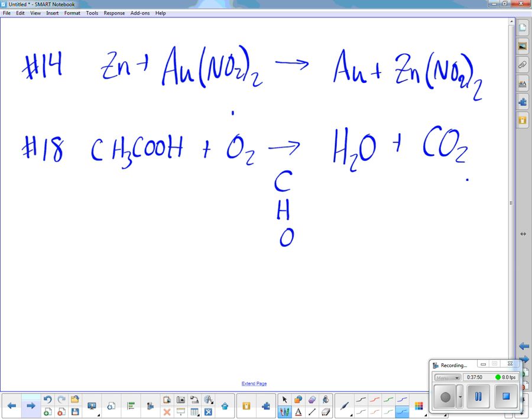Okay, so let's go. On the left-hand side, how many carbons? 2. How many over here? 1. So, okay, got it. Hydrogens, how many on the left? How many on the right? So change it, make it 4.